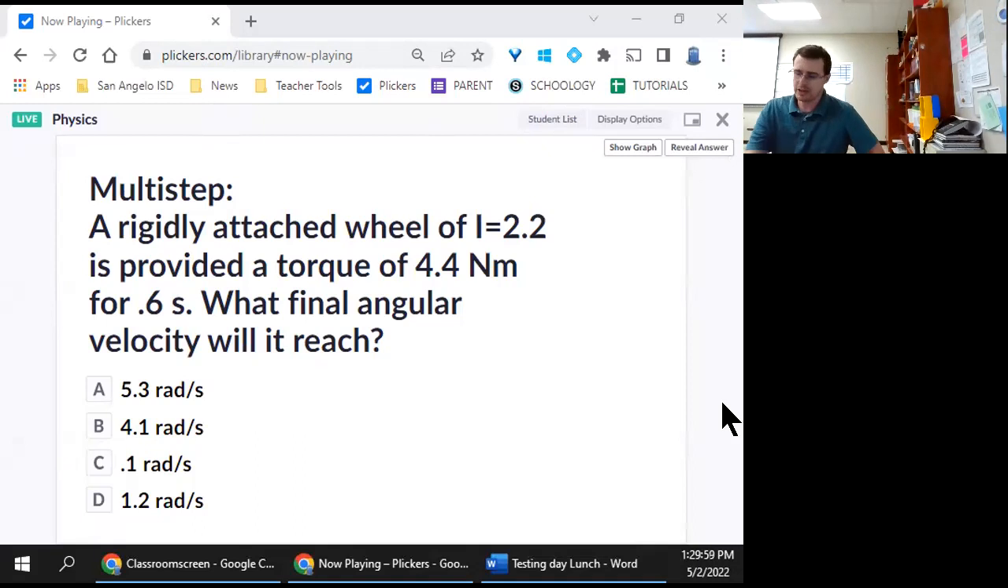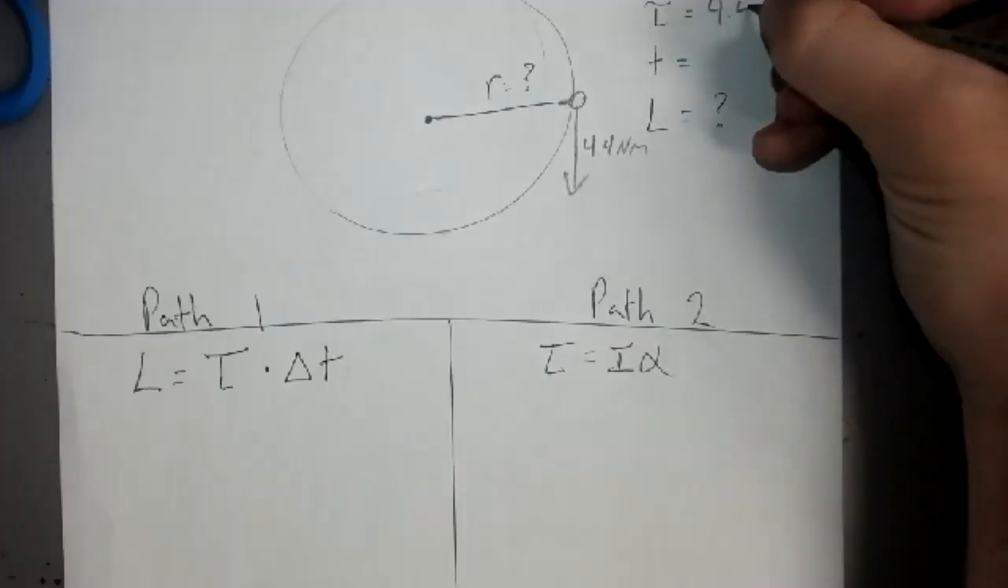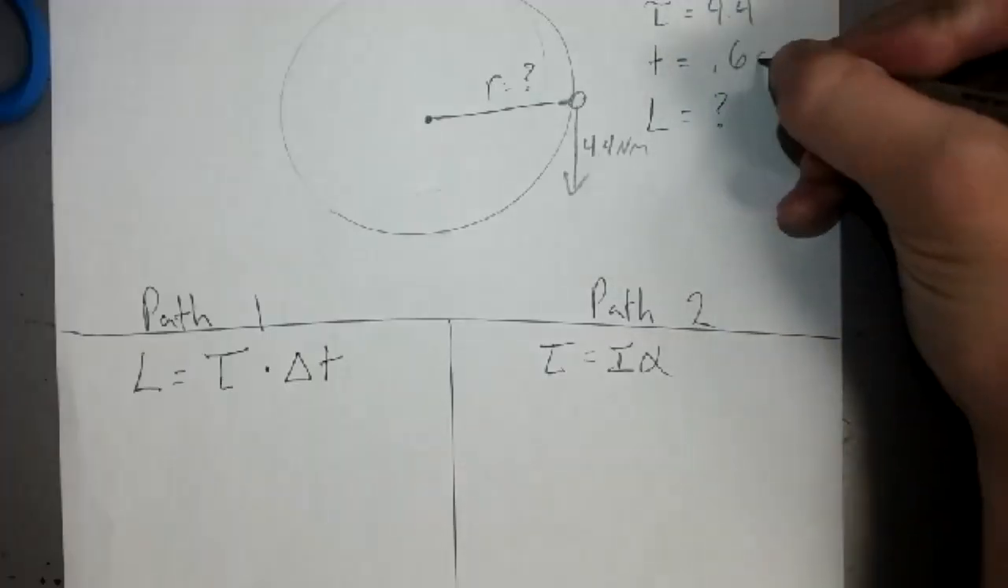Basically, we don't know the radius of this circle, and we don't have to know. It's the motion of the entire circle, which is interesting. So I'm going to draw my location. Here's my 4.4 Newton meters of torque, on some radius we don't know, and 0.6 seconds worth of time.